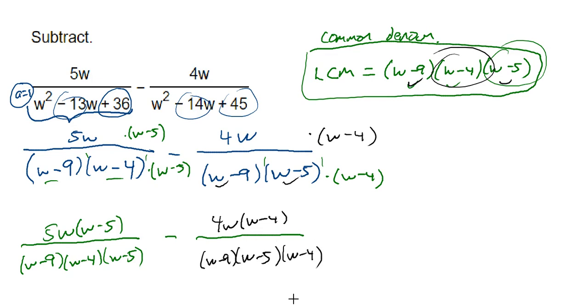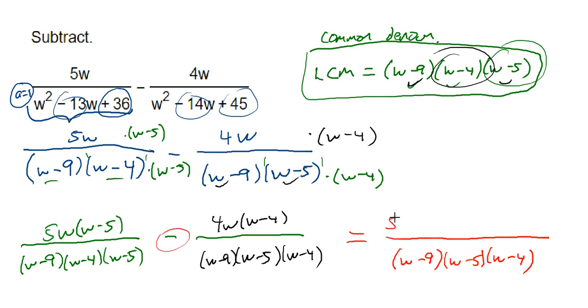All right, so now that we have a common denominator, we can subtract these fractions together into a single fraction. I know that sounds weird to say subtract together, but that is what we're going to do. And so the denominator will stay the same, right? So my denominator will stay w minus 9 times w minus 5 times w minus 4. And then on top, we'll go ahead and do our subtraction with our numerator. So we'll have 5w times w minus 5 minus, let me try that again.